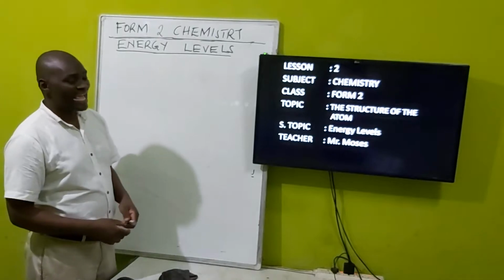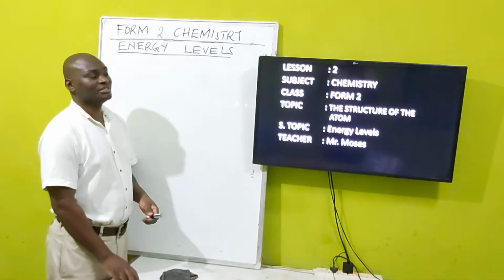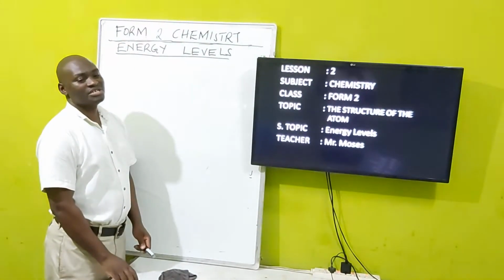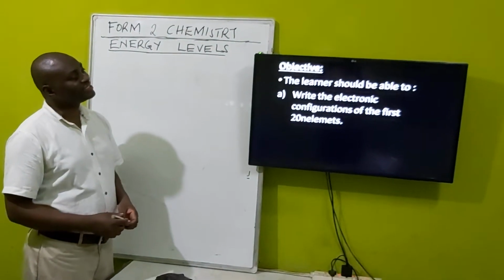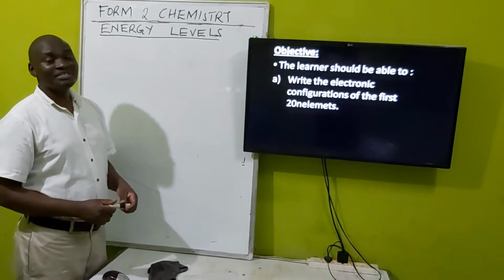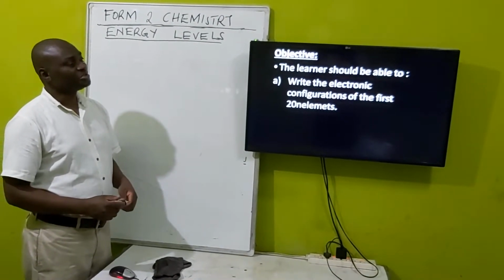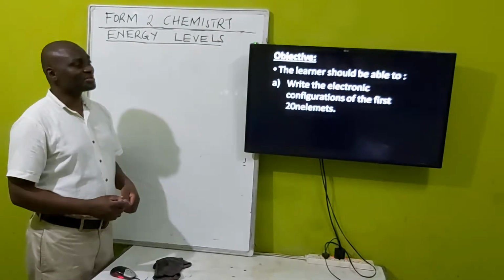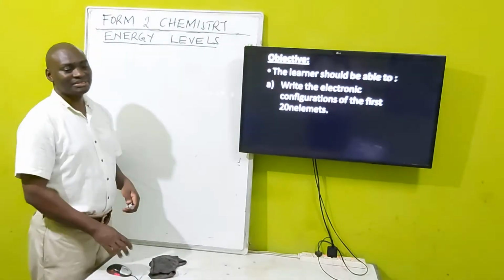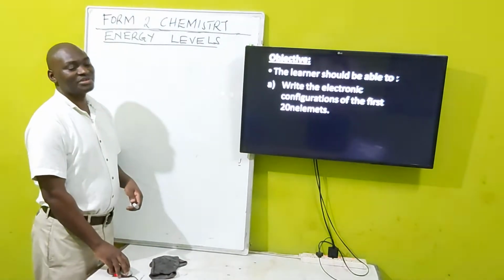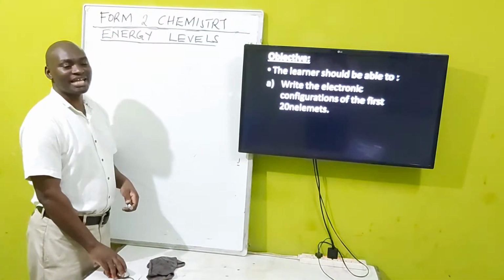Today we want to look at the energy levels. The objective of our lesson is that at the end of this session, you should be able to write the electronic configurations of the first 20 elements. Be able to write the electron arrangement of the first 20 elements.